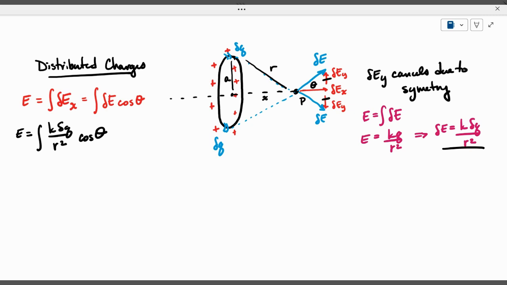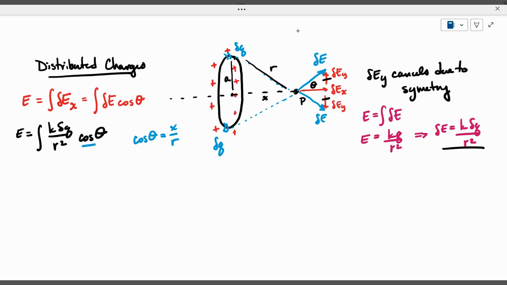Now, like I said, I don't want to have this in terms of theta. I want to get this in terms of r and x and a. I want to get these lengths out here. So a little side note, I happen to remember that cosine of theta is equal to x over r, because x is the adjacent, r is the hypotenuse. So that's how we do things. So I can replace that with this.